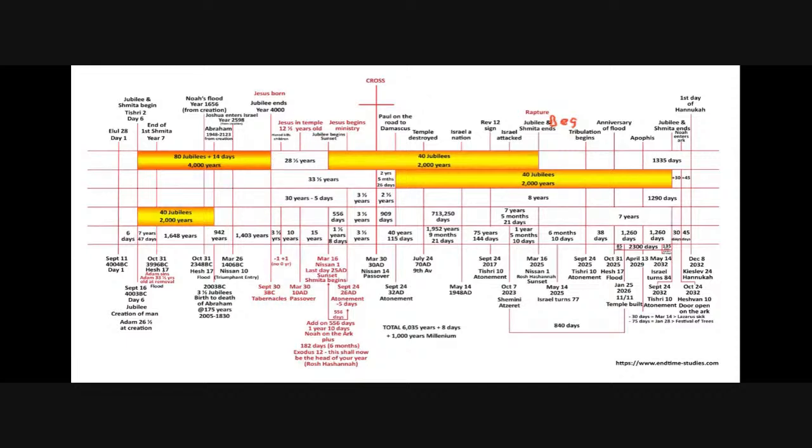That's why I get stuck on the 3 BC. It's exactly 4,000 years. That ends that set of Jubilee cycles. But then we have this gap. The next Jubilee cycle should have begun, shouldn't it? But there's this gap that we have to deal with.